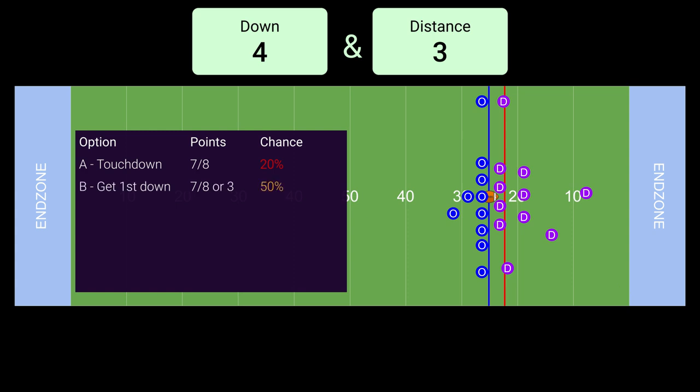Option B is to just try and get a 1st down. That's a lot easier for us as it's just 3 yards away, but it's still quite risky because if we don't pass the red line, they get the ball back and we walk away with 0 points. Option C would be to punt the ball to push them further back to their 1-yard line. Now we won't get any points, but we do make it harder for them to try and score against us next time. And lastly, we have option D, which is to kick a field goal.